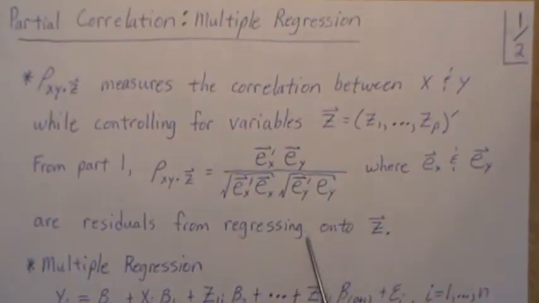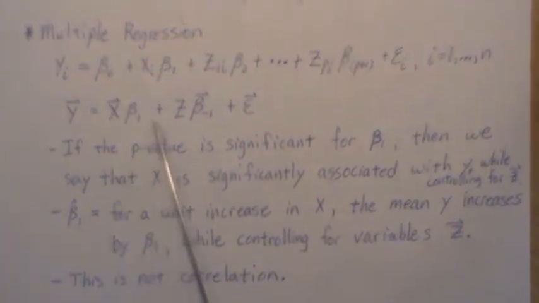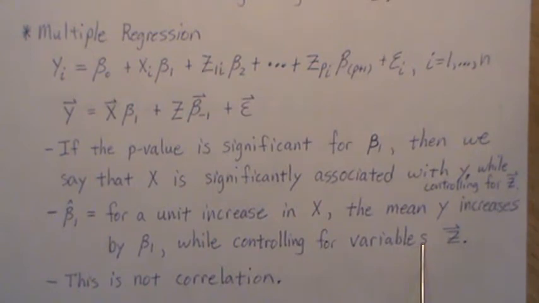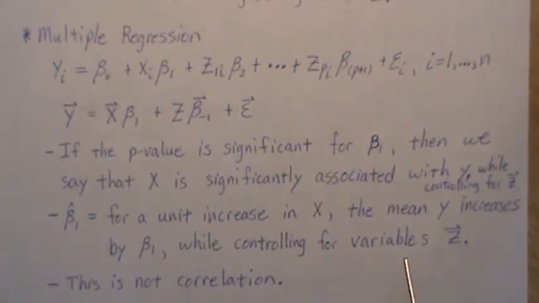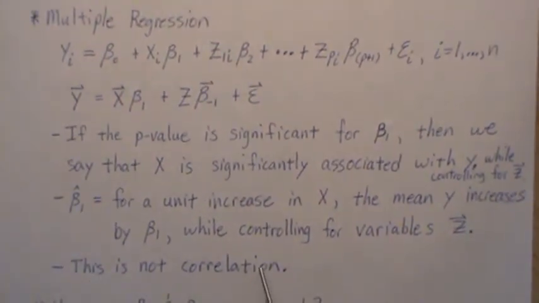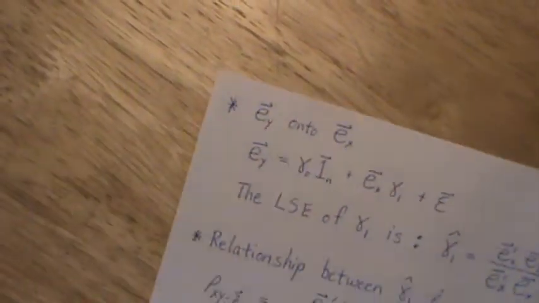And to me, it has a similar flavor as this partial correlation. Now, the way we'd interpret beta 1 hat, or even beta, is that for every unit increase in x, the mean y increases by beta 1 amount while controlling for the other variables z. But please note, this is not correlation. It's just measuring the effects of x onto the average y. So it's not correlation, but somehow to me it seems like they're related. So how are beta 1 and the partial correlation related? That's what we're going to look at in part 2.